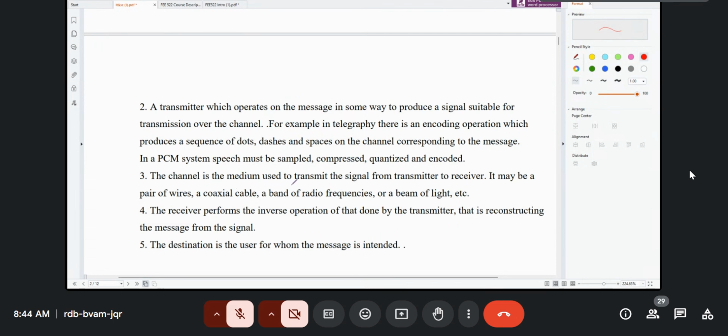The channel is the medium used to transmit the signal from transmitter to receiver. These are the possible channels. It could be a pair of wires. The pair of wires we normally use is twisted pair. Can somebody tell us why the pairs are twisted?